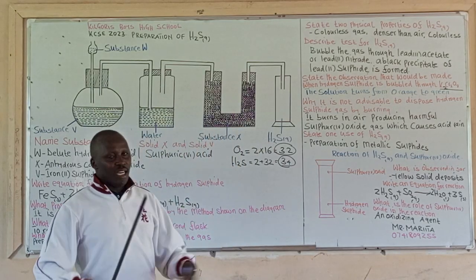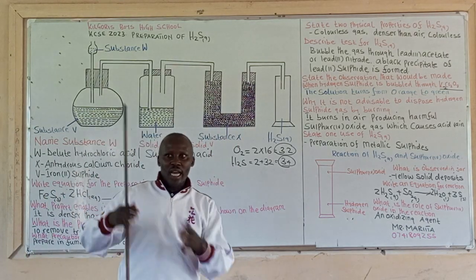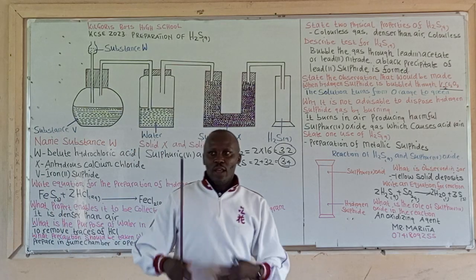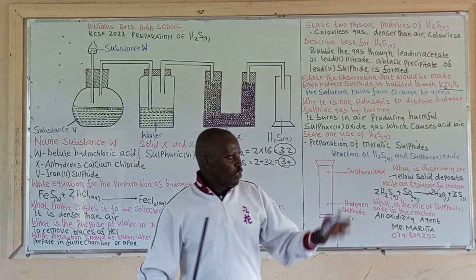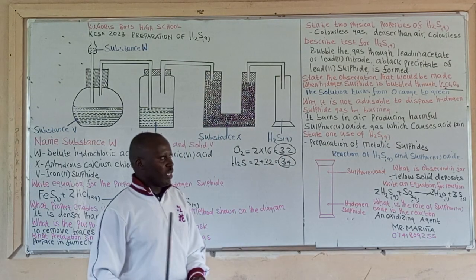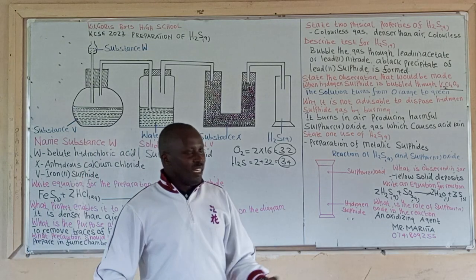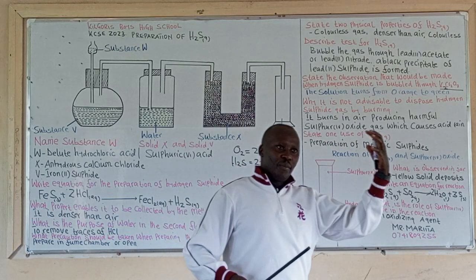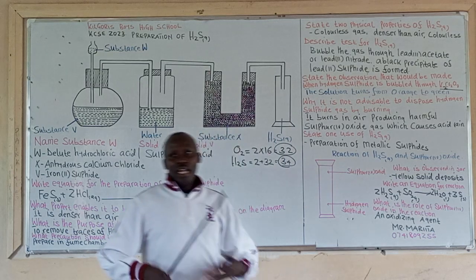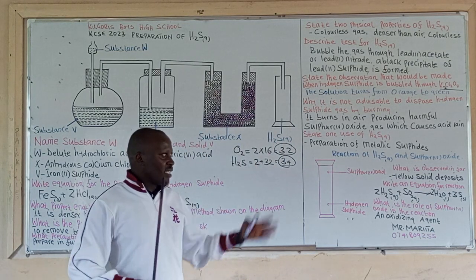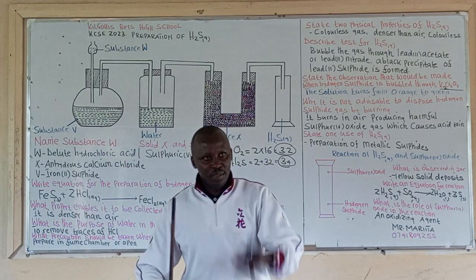You can also have another example of the reducing properties of hydrogen sulfide. It can reduce hydrogen peroxide, so if you have hydrogen peroxide with this gas, it is reduced to water. You can also talk of nitric acid in this case. Dilute nitric acid can also be reduced to a brown gas. And in all cases where hydrogen sulfide gas is acting as a reducing agent, there is always a formation of a yellow precipitate of sulfur.